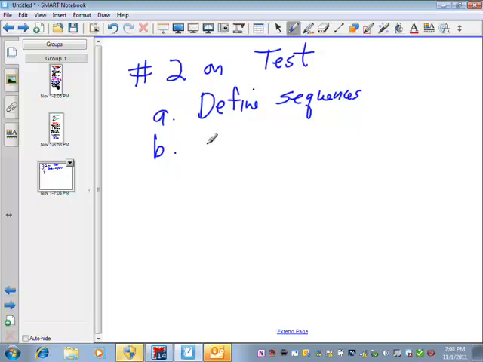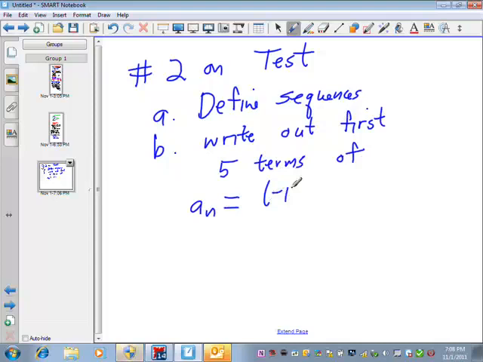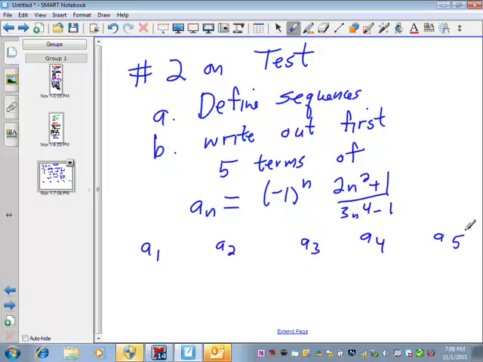Okay, so define sequences. And in B, again giving away points, write out the first 5 terms of a sub n is equal to minus 1 to the n times, let's say, 2n squared plus 1 over 3n to the 4th minus 1. Let's do that. So I want a sub 1, a sub 2, a sub 3, a sub 4, and a sub 5. Please do that quickly so we can just move on.